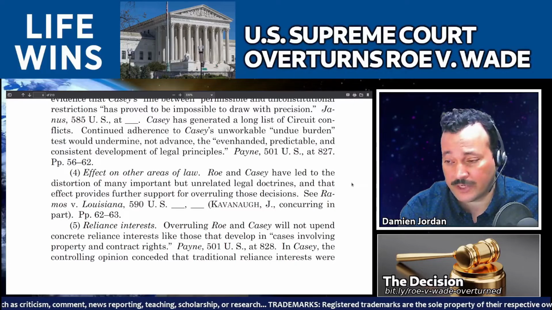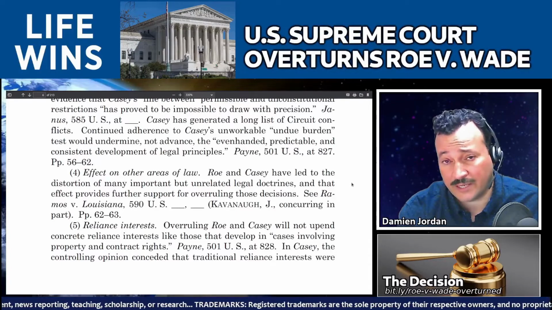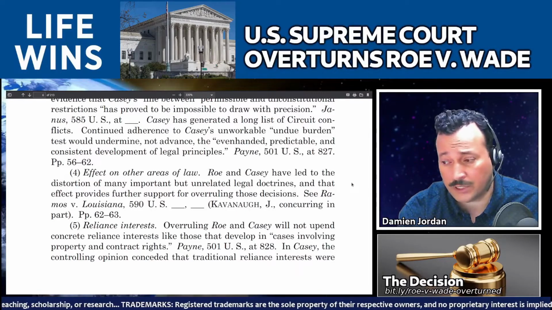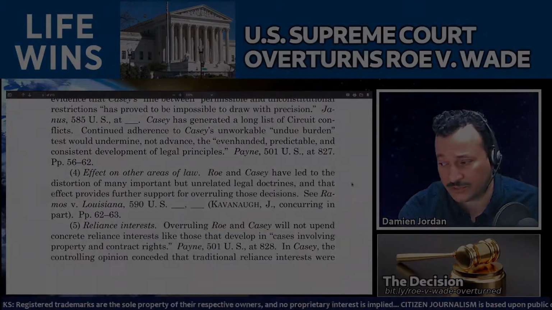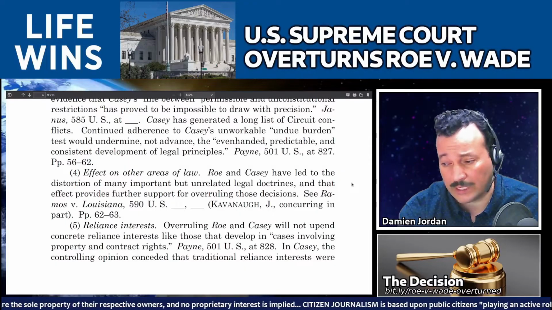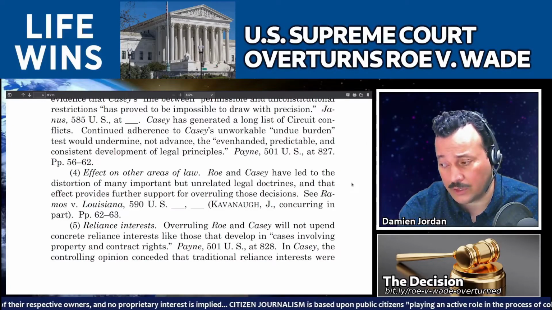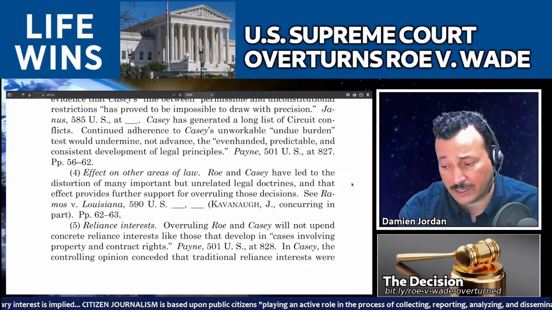Number 4, effect on other areas of law. Roe and Casey have led to the distortion of many important but unrelated legal doctrines, and that effect provides further support for overruling those decisions. Number 5, reliance interests. Overruling Roe and Casey will not upend concrete reliance interests like those that develop in "cases involving property and contract rights."